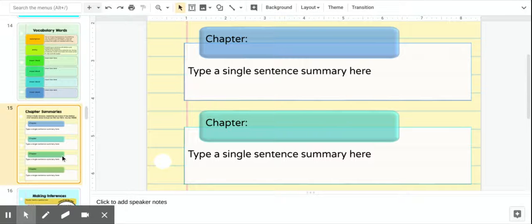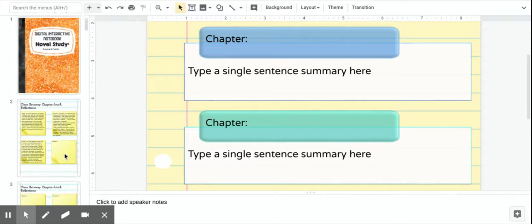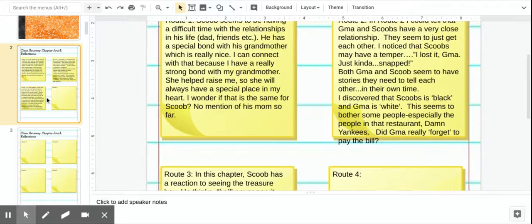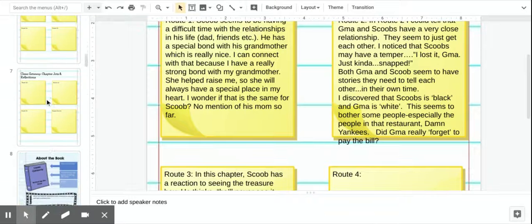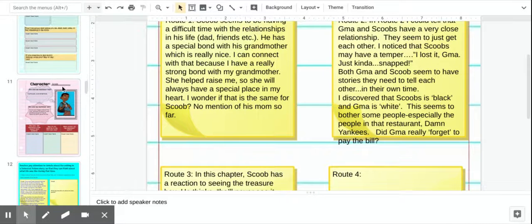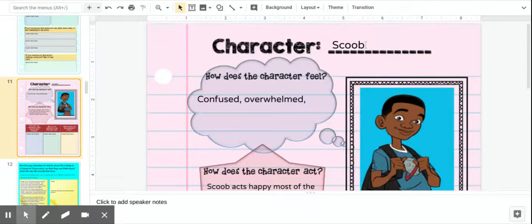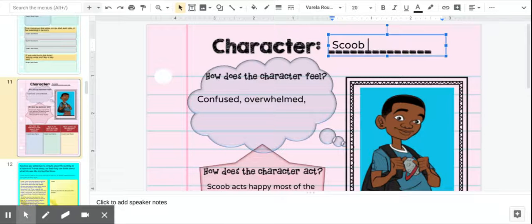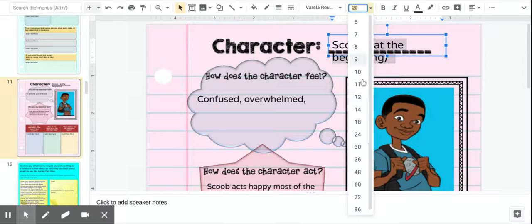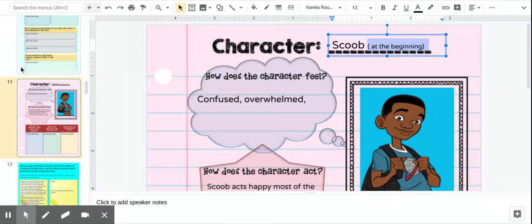So today I've explained a couple of different things. Let me go back to the top. I think you guys are doing awesome with your jots. Okay? You should start to explore your character, write down some information. On this slide, you might decide that you're going to say, oh, this is Scoob. And I'm going to say at the beginning, because you know how characters change? So I might say this is Scoob at the beginning. And maybe later in the book, I will make another slide of Scoob at the end.